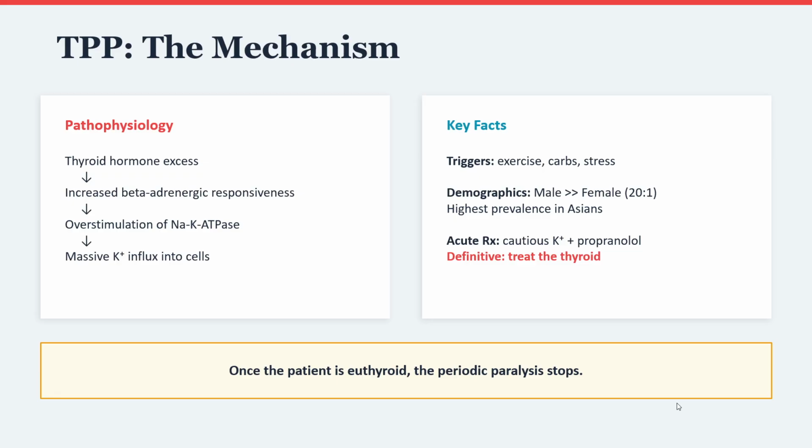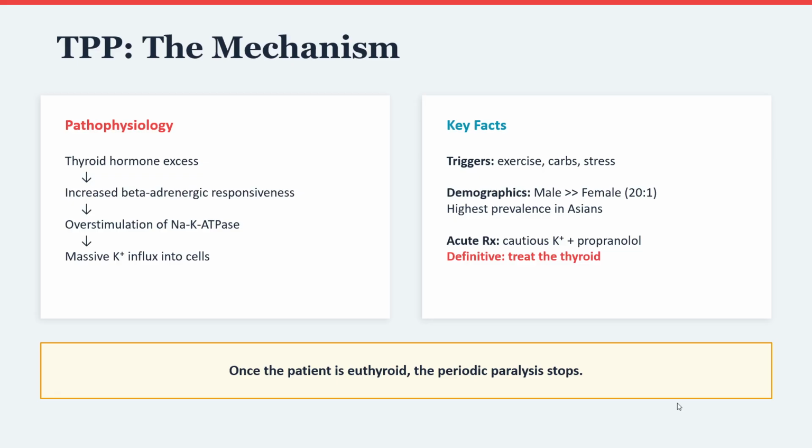There's even been a case report of someone developing it from taking exogenous thyroid hormone. For acute management, cautious potassium. Remember, total body potassium is normal. Don't overshoot. And propranolol, which blocks the beta adrenergic drive feeding the shift.